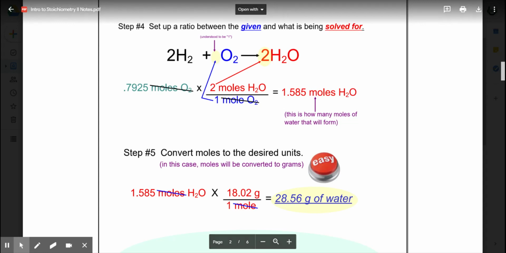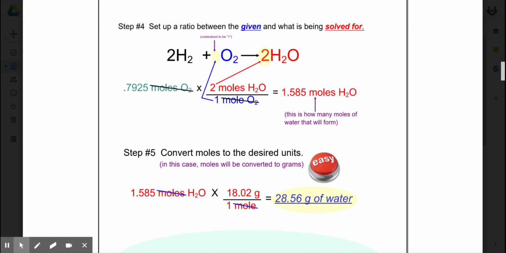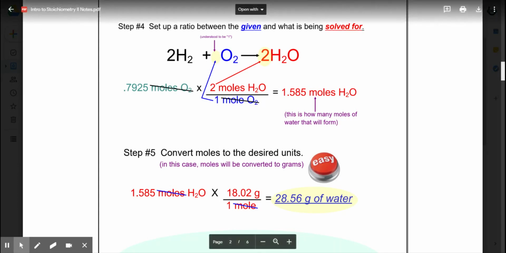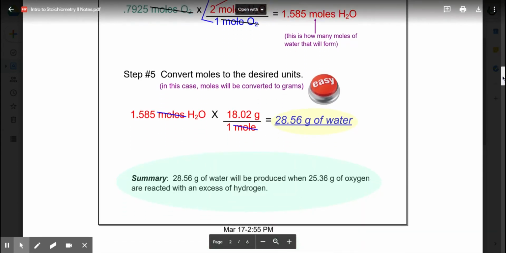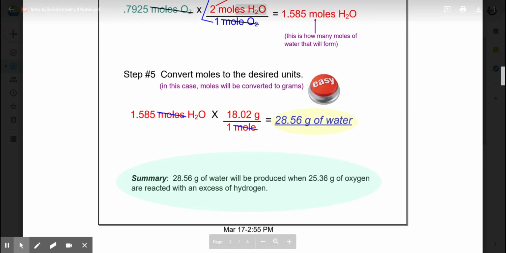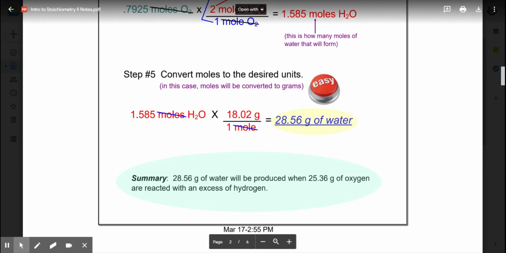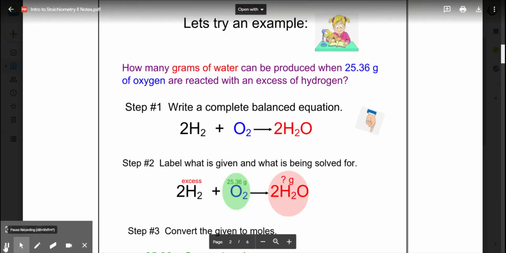Remember, 18.02 is a given. That does not control our sig figs. The 1.585 moles is going to control our sig figs because that was based on the given mass of water. I'm sorry, the oxygen. So to sum it up, 28.56 grams of water will be produced when 25.36 grams of oxygen react with an excess of hydrogen.